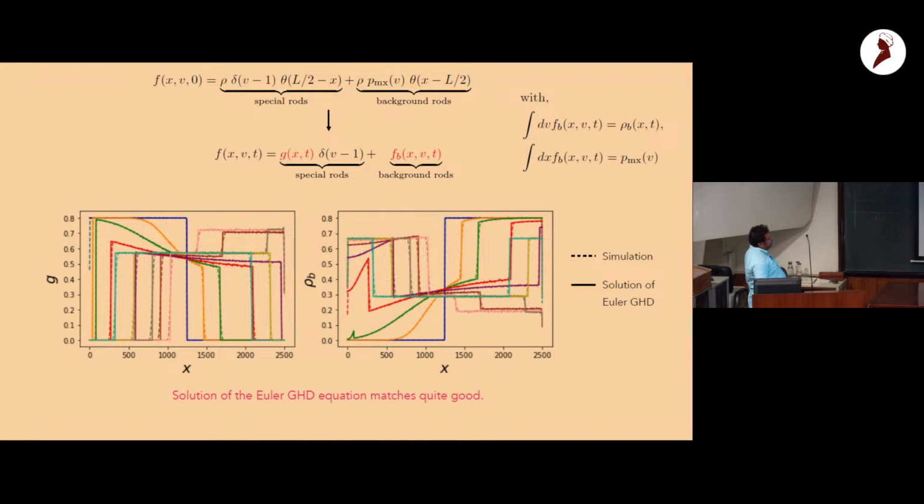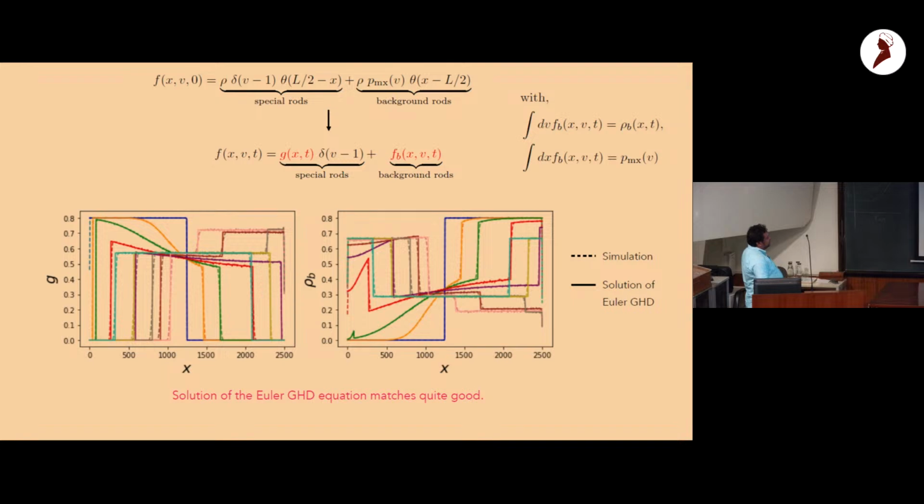Here the dashed lines are simulation, whereas the solid lines are solutions of the Euler equation. This is from the background rods. This thing comes, and these rods enter into the background rods, so that's why the shock size becomes smaller and you get a spread, and then it again gets reflected and it comes like this.